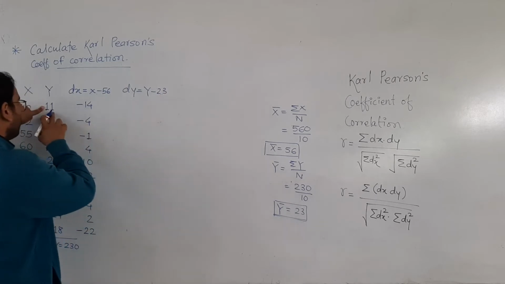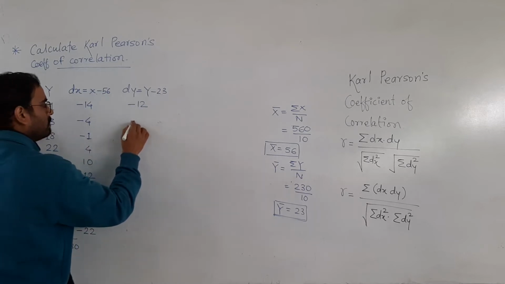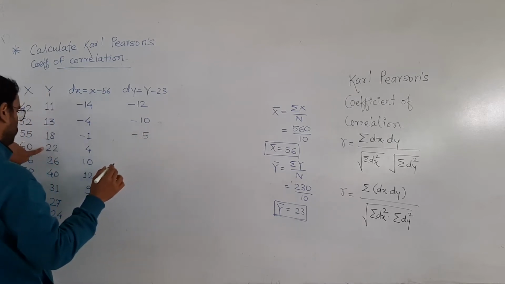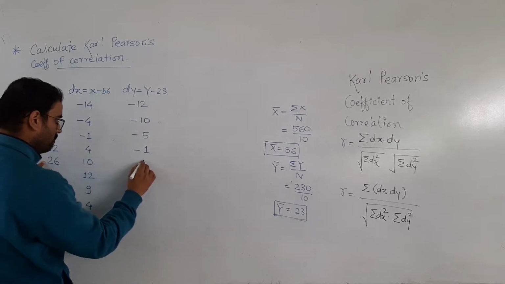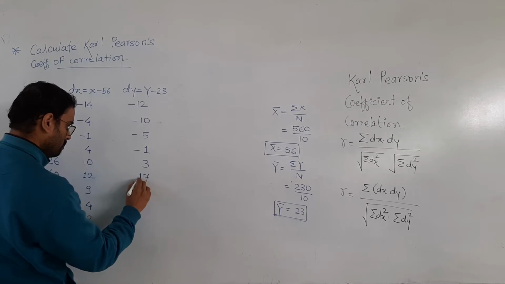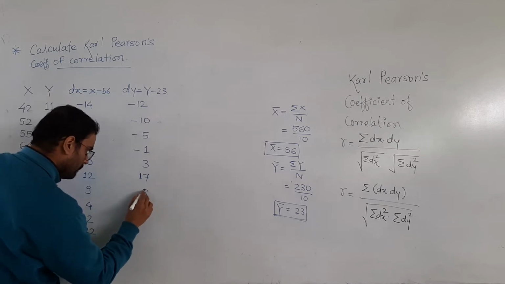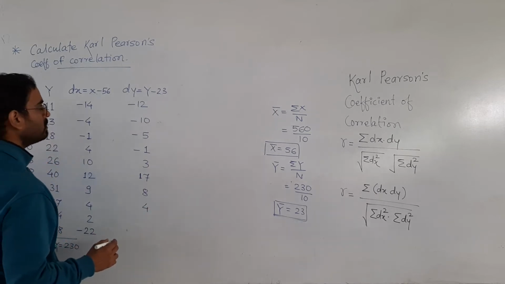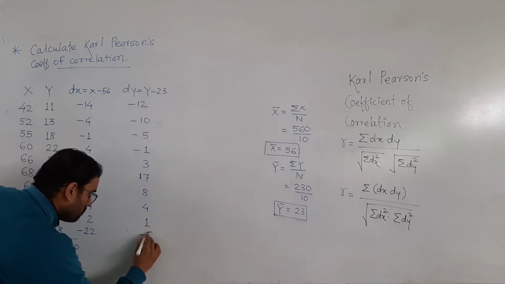In the same way, you also need to calculate the dy column. Y minus 23. So 11 minus 23, minus 12, minus 10, minus 5, minus 1, 26 minus 23 will be 3, 40 minus 23, 17, 31 minus 23, 8, 27 minus 23, 4, 24 minus 23, that will be 1, and 18 minus 23, minus 5.